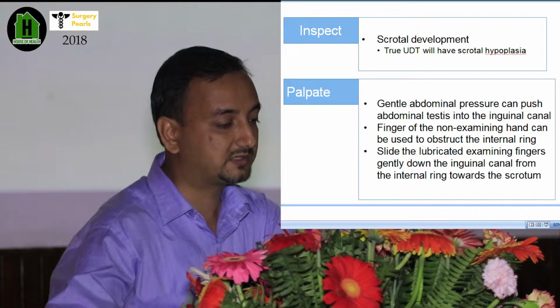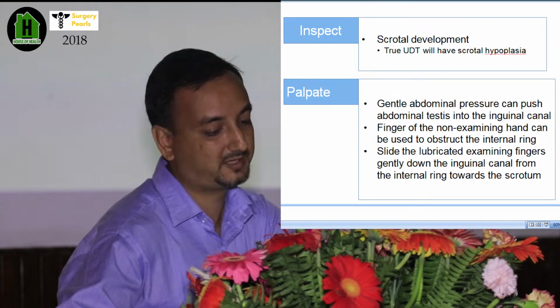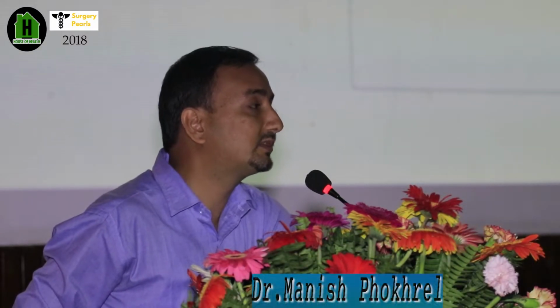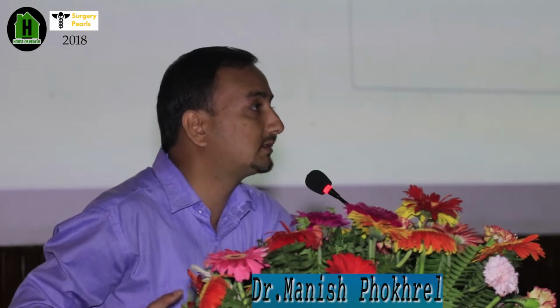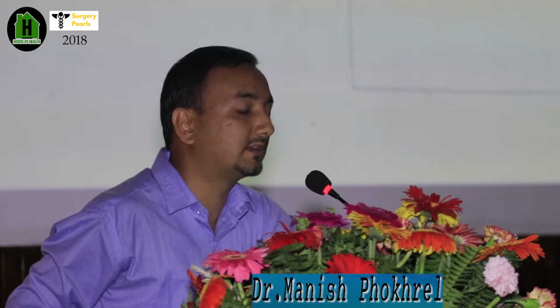And then the next step is palpation. First you have to give a very gentle abdominal pressure, so that a so-called peeping testis, one that resides just below the internal ring, can be pushed into the internal ring. Then you can use the finger of the non-dominant hand to occlude the internal ring, and use your lubricated examining hand to slide along the inguinal canal to the scrotum and palpate the testis. And it has been shown that a very experienced surgeon's clinical examination is actually more accurate than an ultrasound examination.